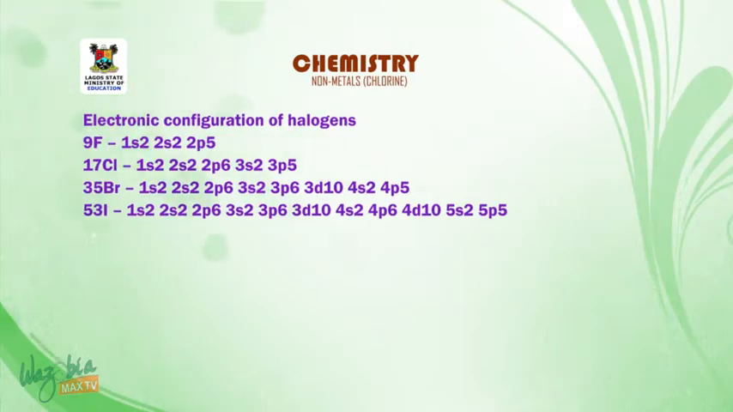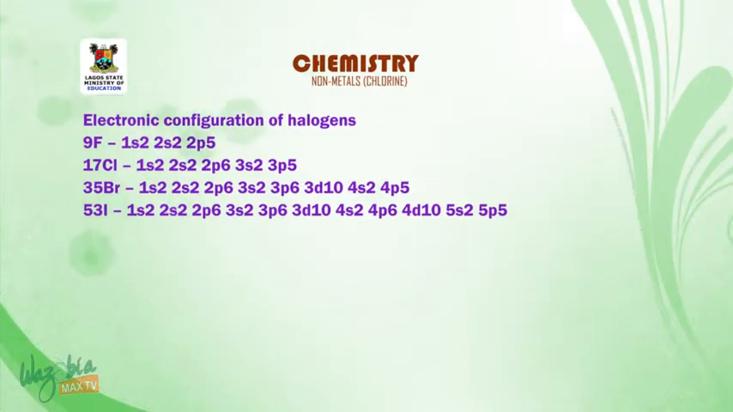Electronic configuration of halogens. The first member of that family is fluorine with atomic number 9, and the configuration is 1s2, 2s2, 2p5. The second member is chlorine with atomic number 17, and the configuration is 1s2, 2s2, 2p6, 3s2, 3p5.